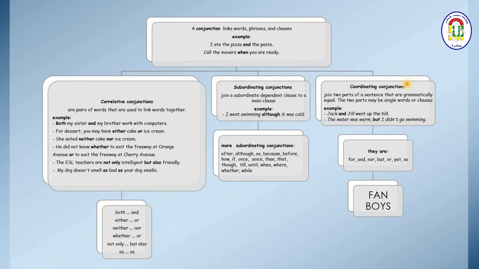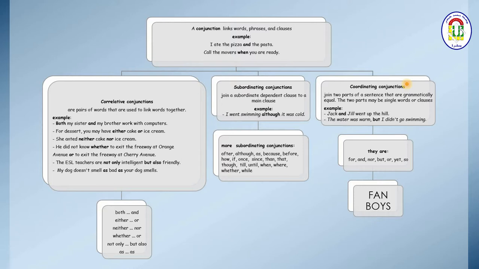Coordinating conjunctions. Coordinating conjunctions join two parts of a sentence that are grammatically equal. The two parts may be single words or clauses. Depends. And when we say words, it does not mean only single words. It can also be phrases. Jack and Jill went up the hill. It seems idiomatic. Yeah. Jack and Jill went up the hill.